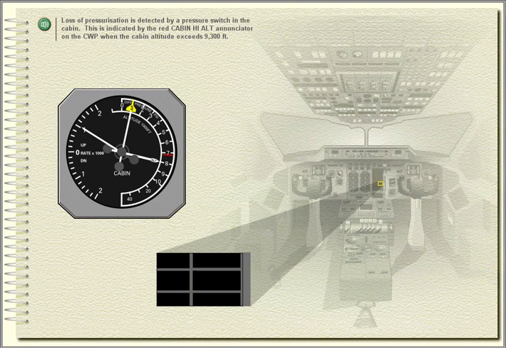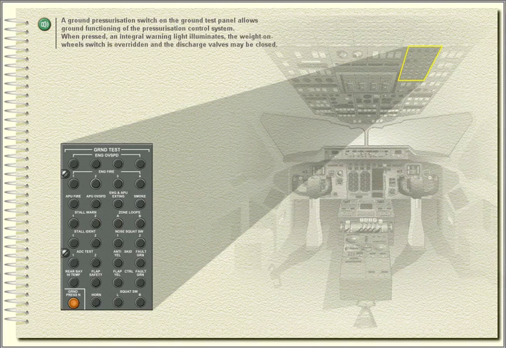Loss of pressurization is detected by a pressure switch in the cabin. This is indicated by the red Cabin High Altitude Annunciator on the central warning panel when the cabin altitude exceeds 9,300 feet. A ground pressurization switch on the ground test panel allows ground functioning of the pressurization control system. When pressed, an integral warning light illuminates. The weight on wheel switch is overridden and the discharge valves may be closed.